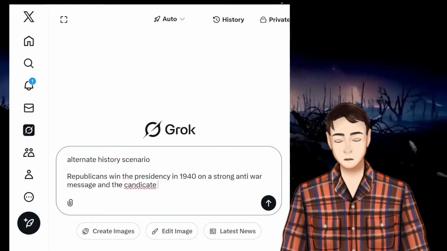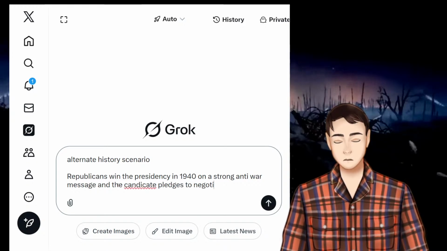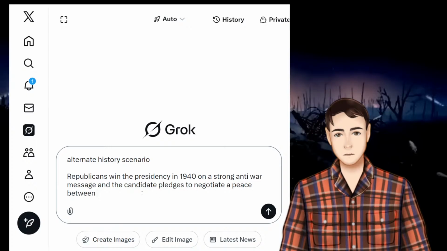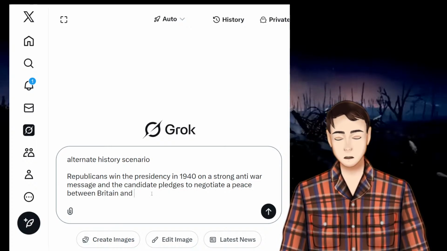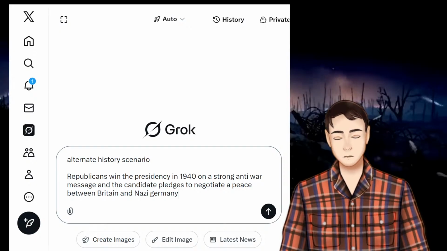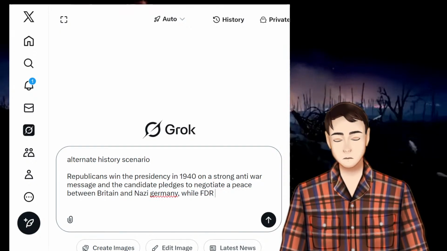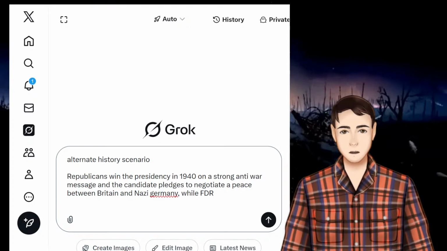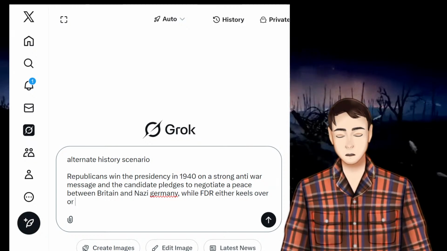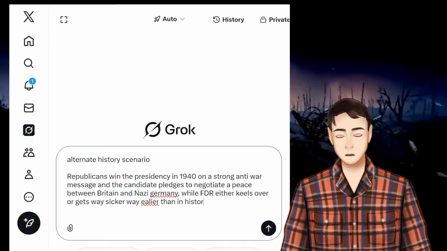And the candidate pledges to negotiate a peace between Britain and Nazi Germany, while FDR either keels over or gets way sicker, way earlier than in history, and news breaks out about it.